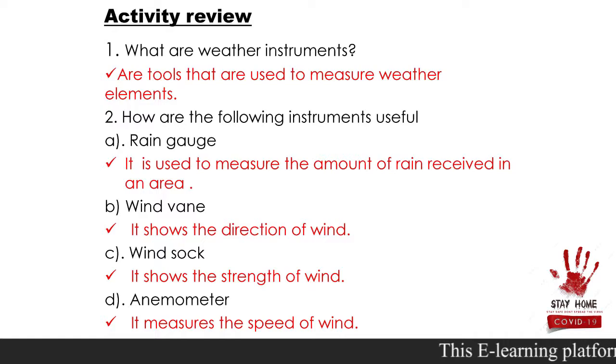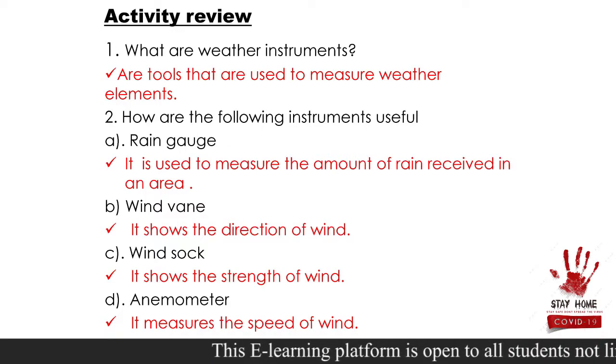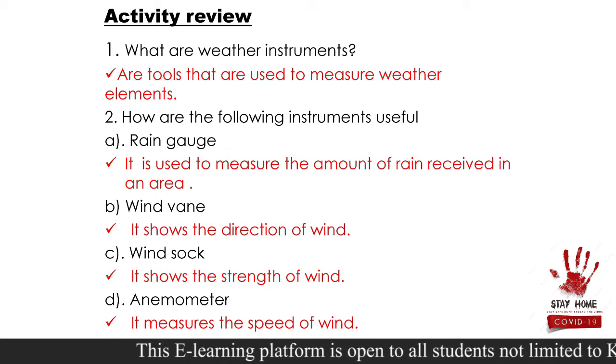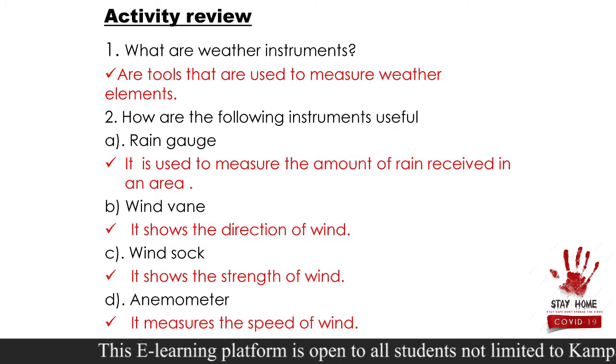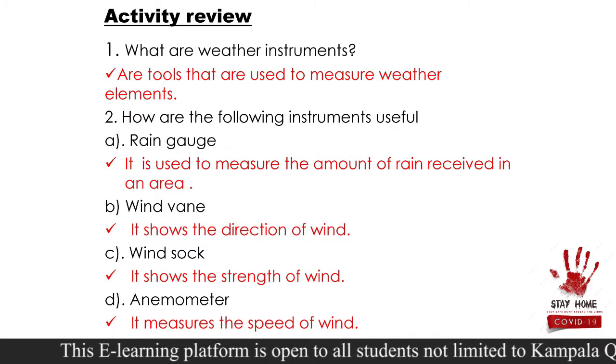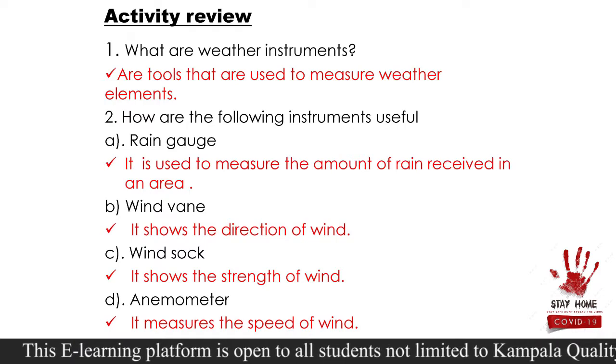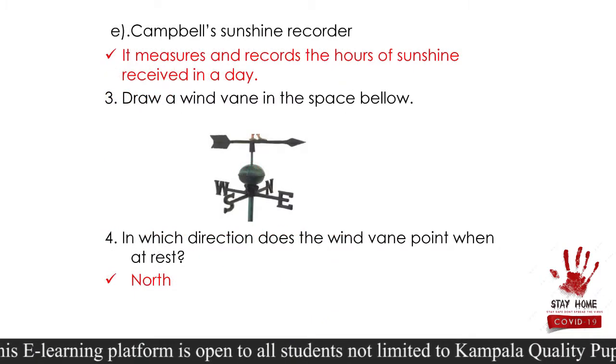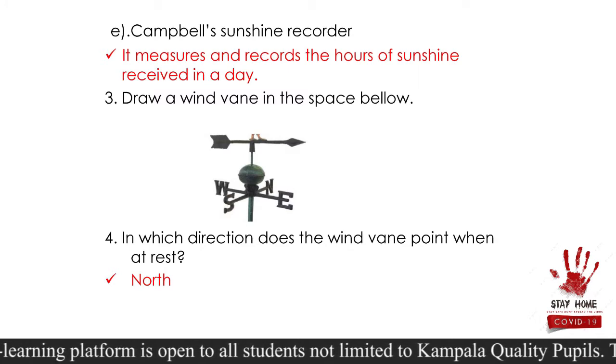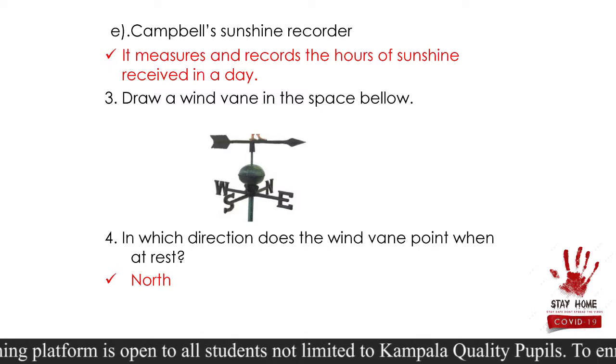Number one, what are weather instruments? Weather instruments are tools that are used to measure weather elements. I hope you have that. Then number two, how are the following instruments useful? A rain gauge measures the amount of rainfall received in an area. Wind vane shows the direction of wind. Wind sock shows the strength of wind. Anemometer measures the speed of wind. Campbell's sunshine recorder measures and records the hours of sunshine received in a day.